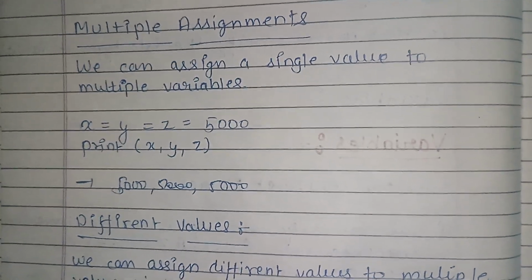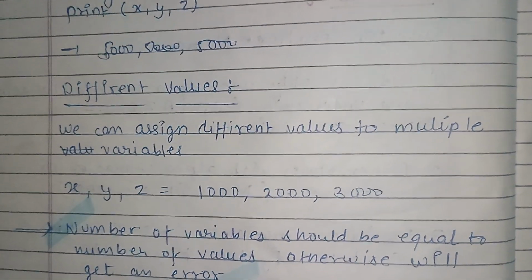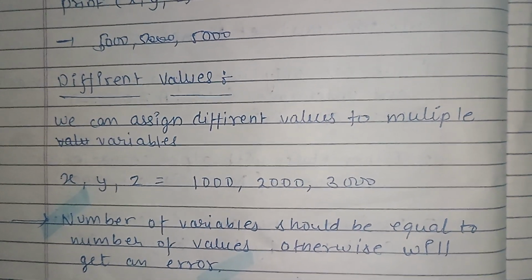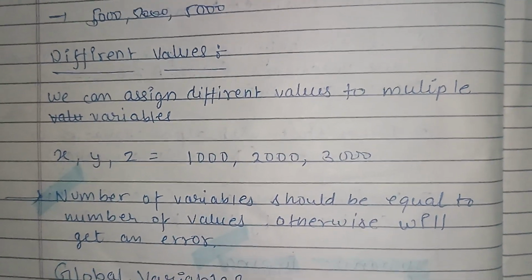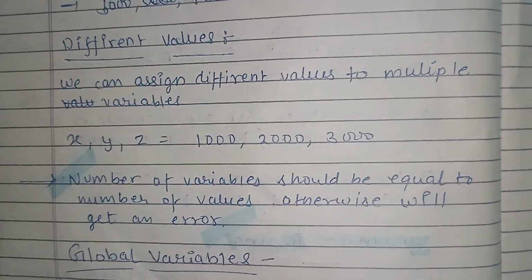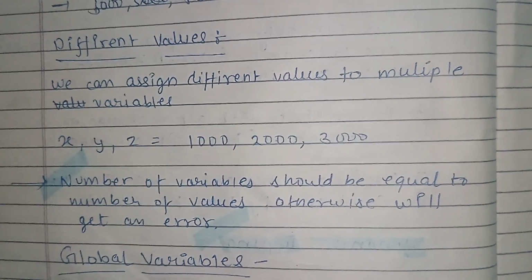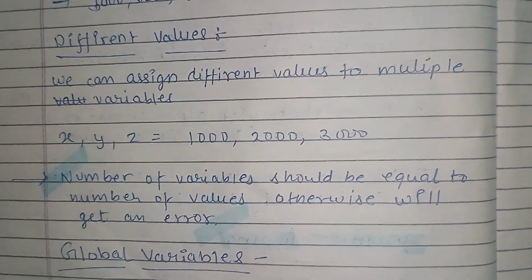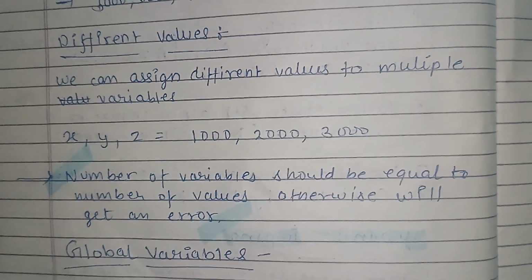And different values. We can assign different values to multiple variables like this, and this is a note: the number of variables should be equal to the number of values. Otherwise we will get an error.